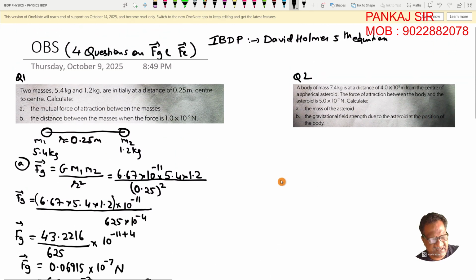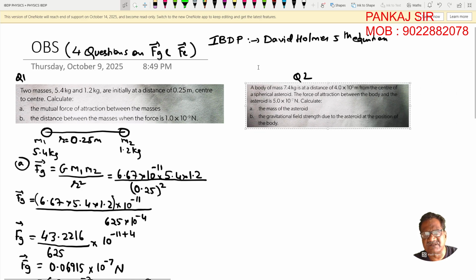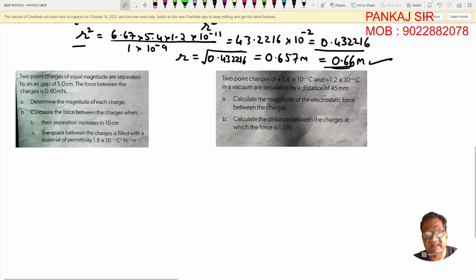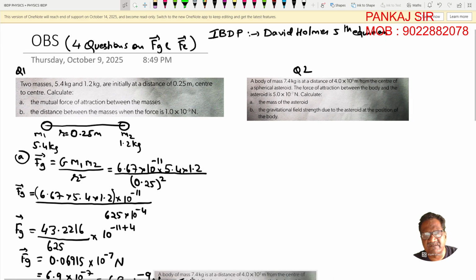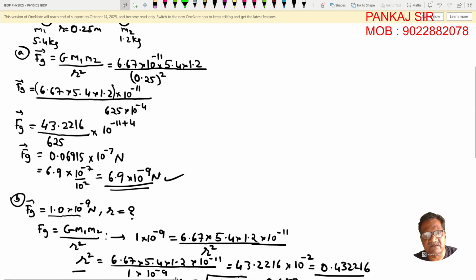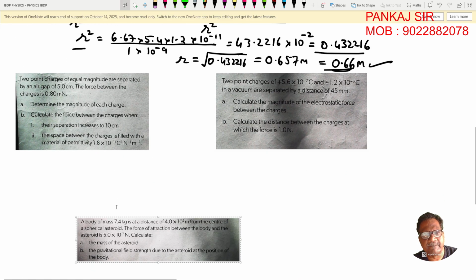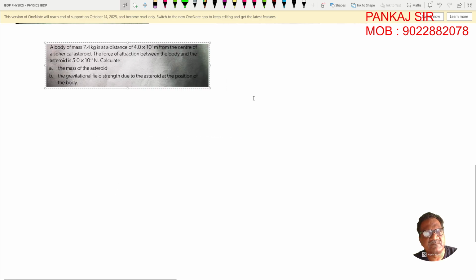Now let us try to work out question number 2. Question number 2. I'm trying to save space, but then I think I should not do that. Okay, I'll be working out this over here. So this is my question number 2. Fine. Question number 2.